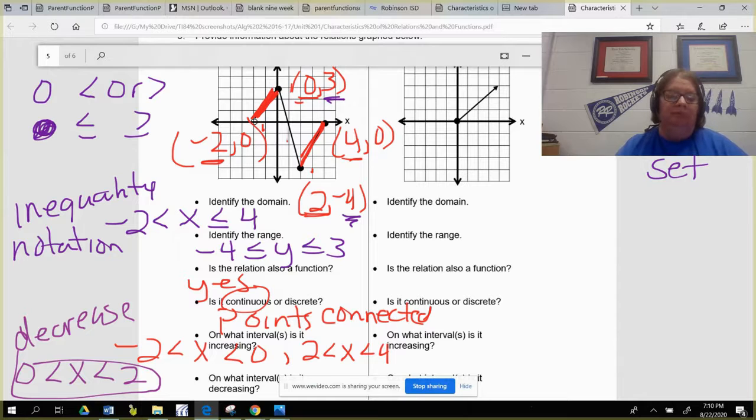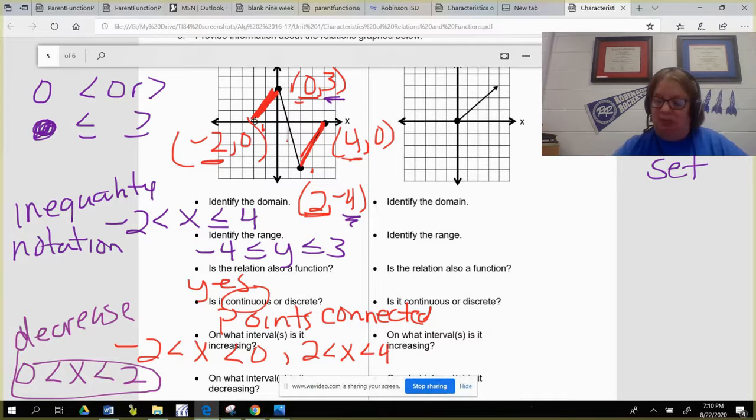Okay. Looks like a mess. We used inequality notation. We talked about the circles and what they mean. We talked about domain and range. Is it a function? How do you know? Is it continuous or discrete? How do you know?